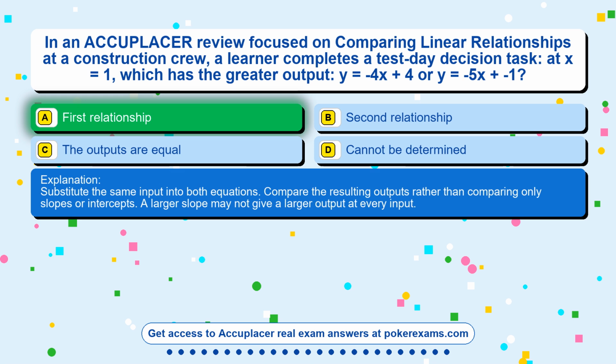Substitute the same input into both equations. Compare the resulting outputs rather than comparing only slopes or intercepts. A larger slope may not give a larger output at every input.